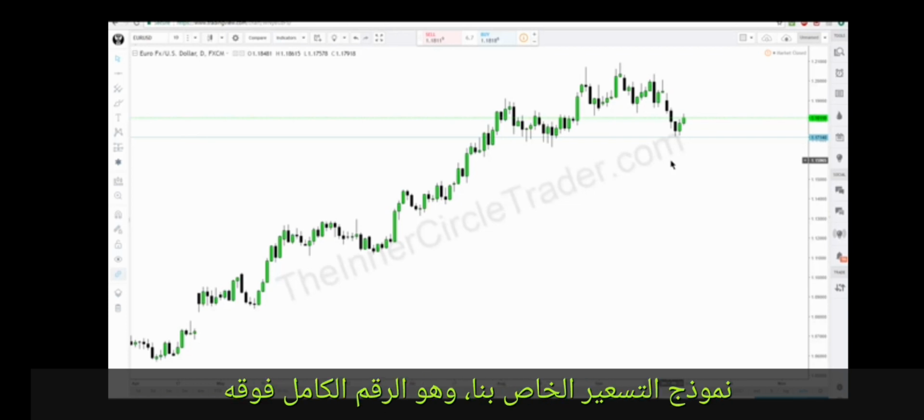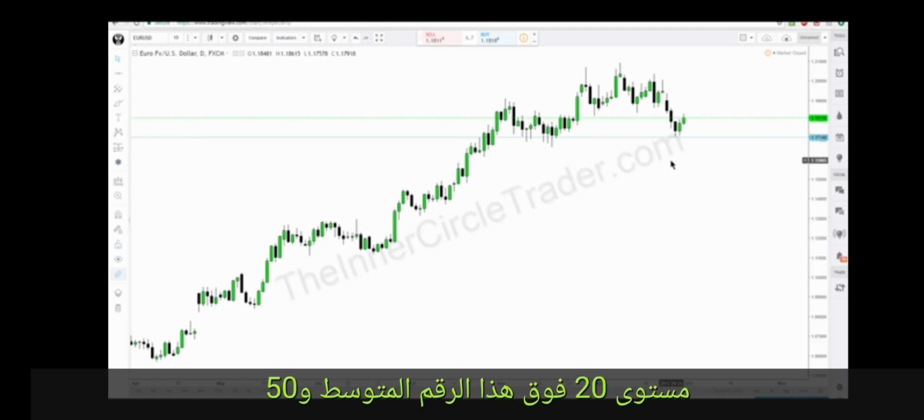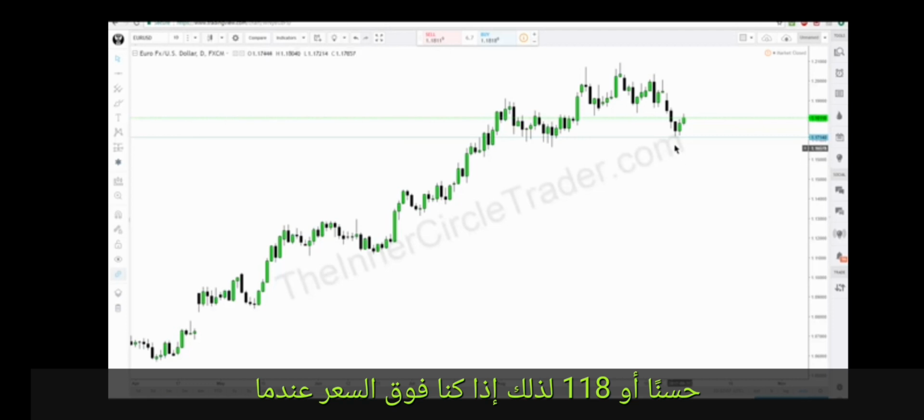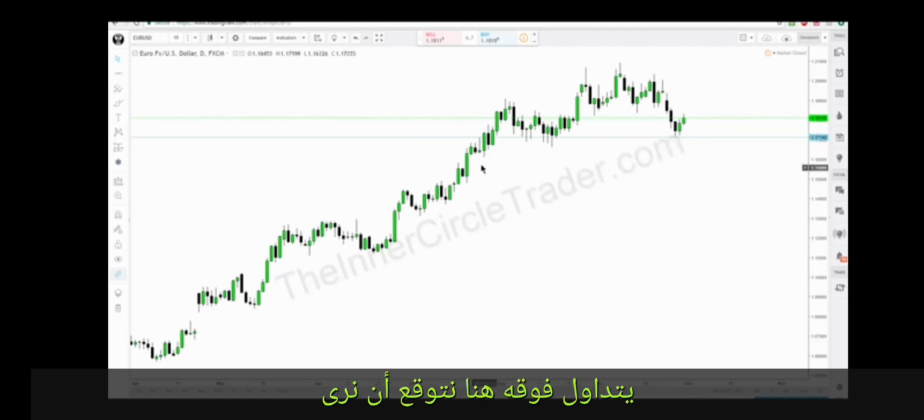It's the full figure, above it the 20 level, above that the mid figure 50, above that the 80 level, institutional, and then we have the next full figure, or 118. So if price trades above it, we expect to see price find support when it comes back down into the 20 level.